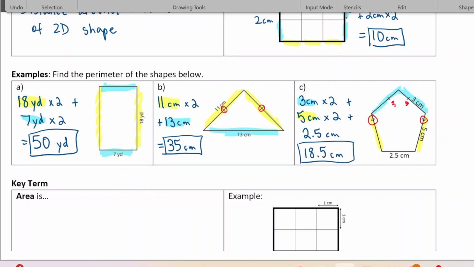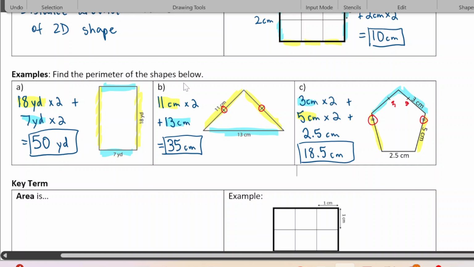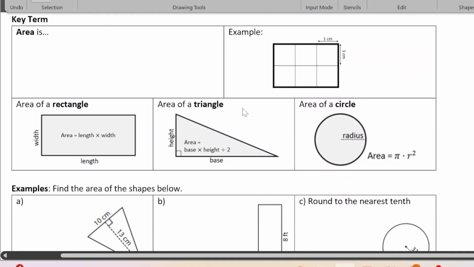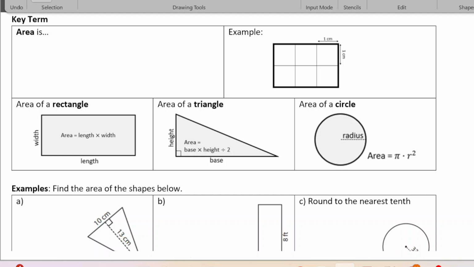All right, so perimeter means distance around the outside. So you would have to calculate perimeter if you wanted to figure out how much fencing you would need to cover a yard, for example. Okay, area is something different. Let's move on to that. That's talking about how much distance the inside of a shape is covering.